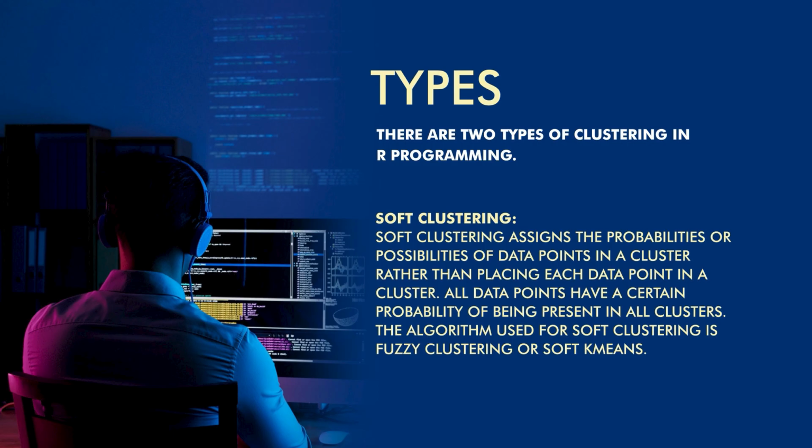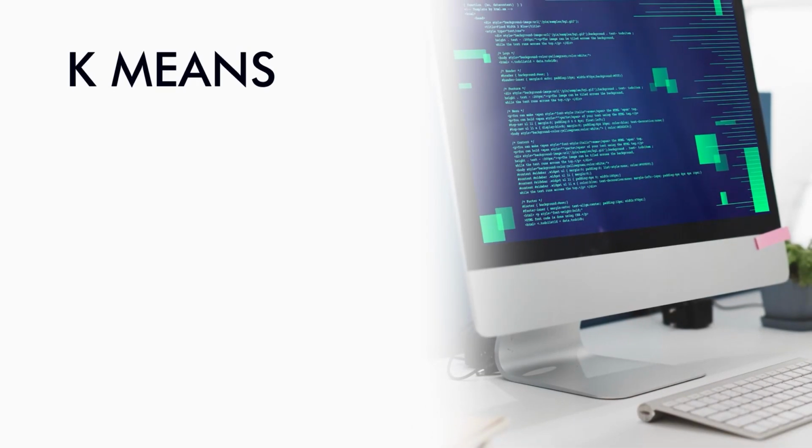So it will be the degree. This particular point belongs to cluster 1 with 60% probability, and this particular point belongs to cluster 2 with 20% probability. Something like that, you can think of it like that. The example here is fuzzy C-means clustering, which lies in soft clustering. Soft K-means is also a technique that is implemented in R for soft clustering. In this one, we will see the hard clustering technique, that is K-means clustering.